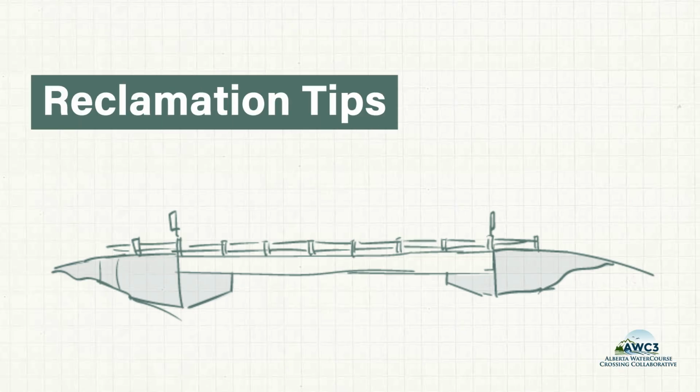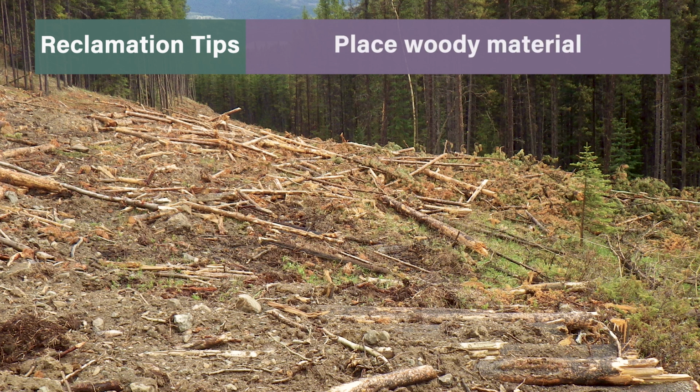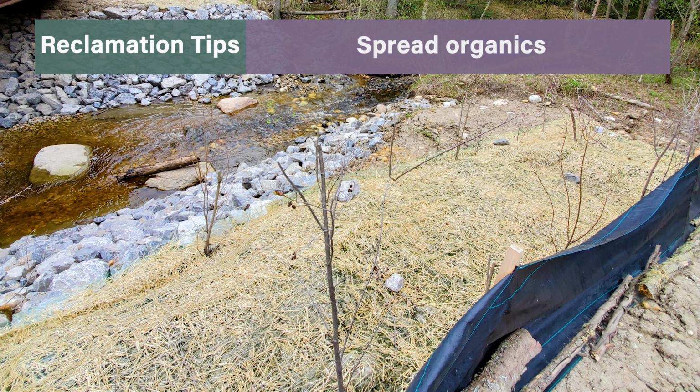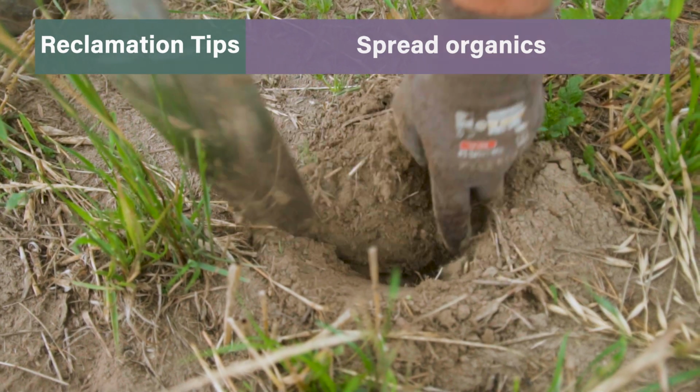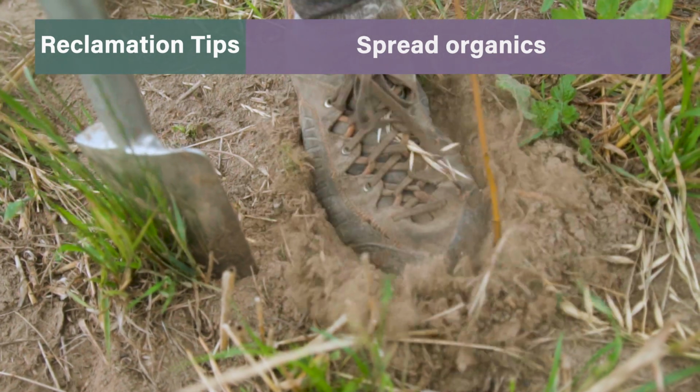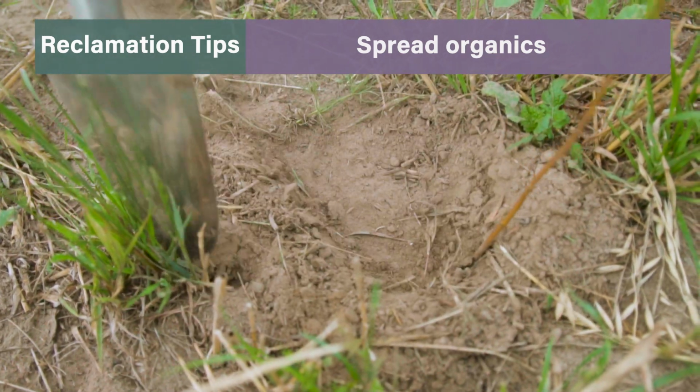Reclamation tips. A key step is to place salvaged woody material across disturbed areas to increase roughness, slow runoff, reduce erosion, and prevent access. Spread organics across the site to promote natural species regeneration from seed banks. Supplement with seeding or transplanting. This again helps establish vegetation that can aid in controlling sedimentation.